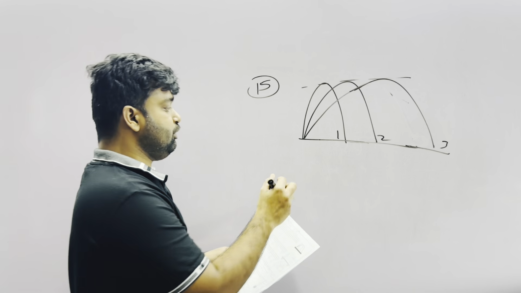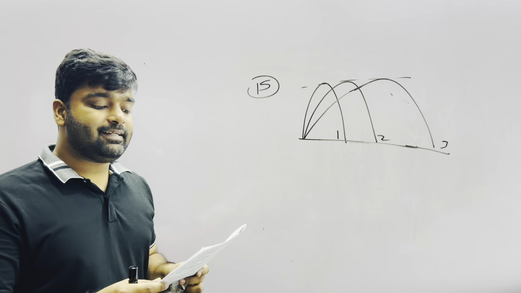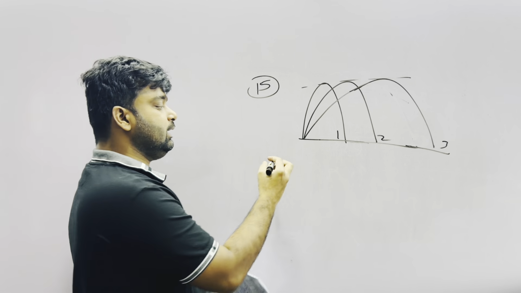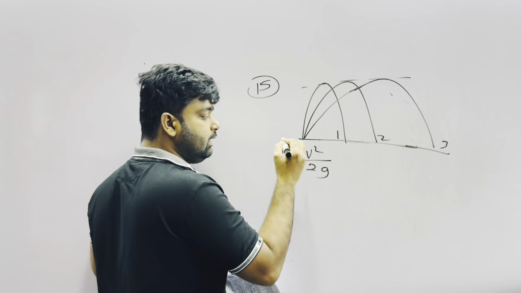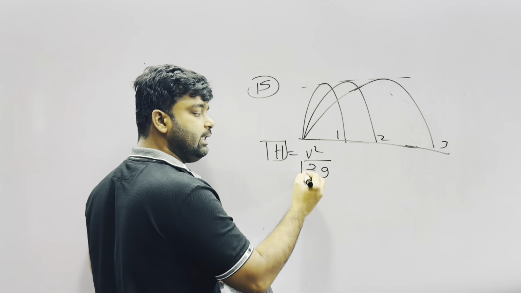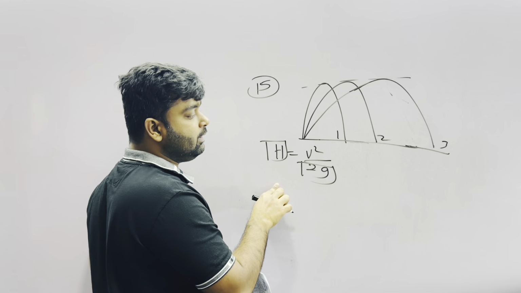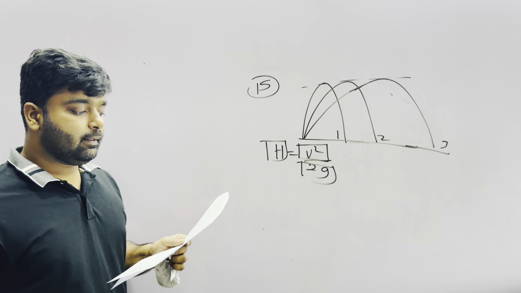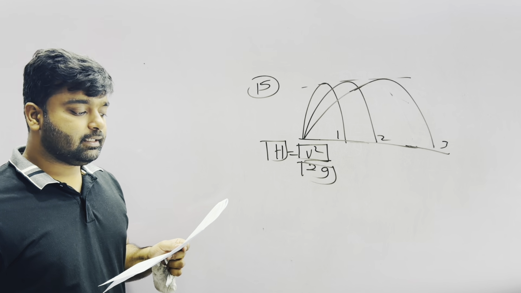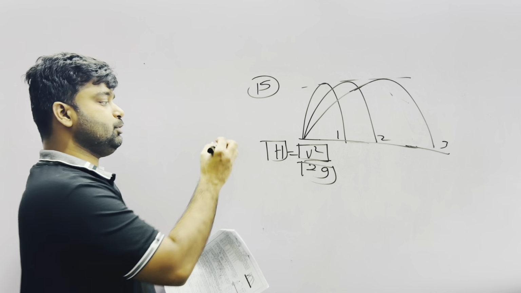Right. In question number 15, the maximum heights are equal in 3 instances. Therefore, the equation for maximum height is v squared over 2g. Maximum heights are equal, and gravity is equal for all of them. Therefore, vertical velocity should be equal for all of them. Answers 2 or 3 or 5 are possible.